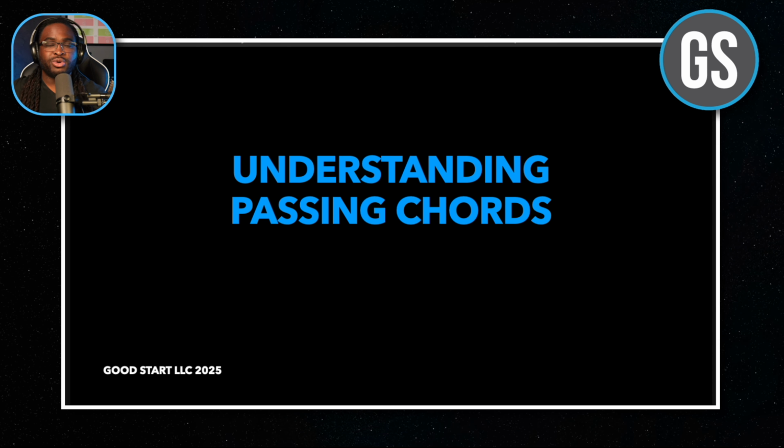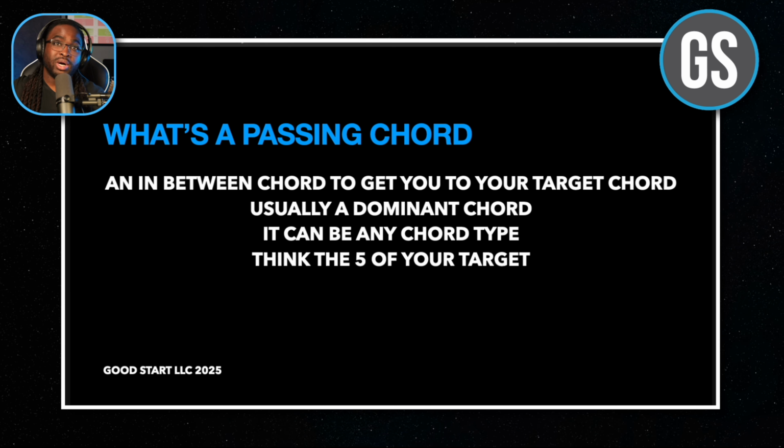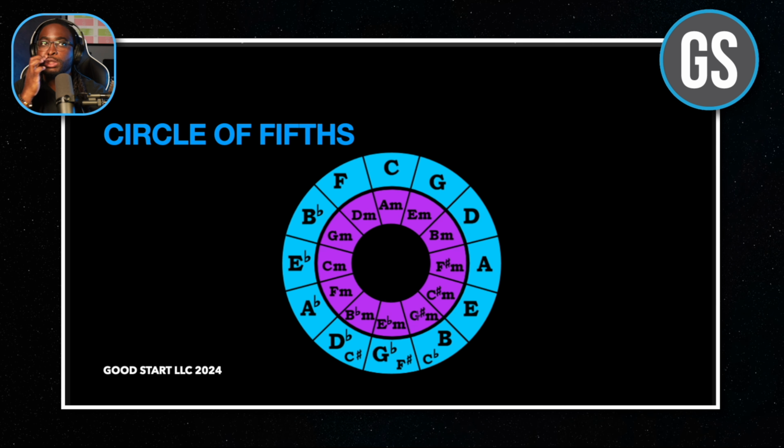Understanding passing chords. What's a passing chord? A passing chord is an in-between chord to get you to your target chord, usually a dominant chord, but it can be any type of chord. Just think the 5 of your target. Very simple, very straightforward. So we like to use the circle of fifths to help us navigate our passing chord.